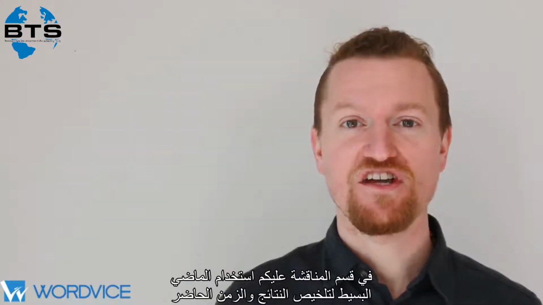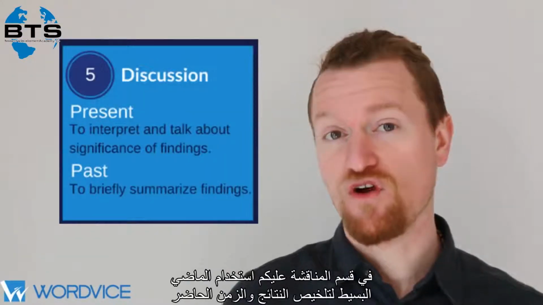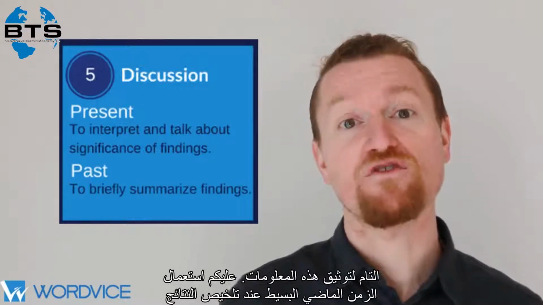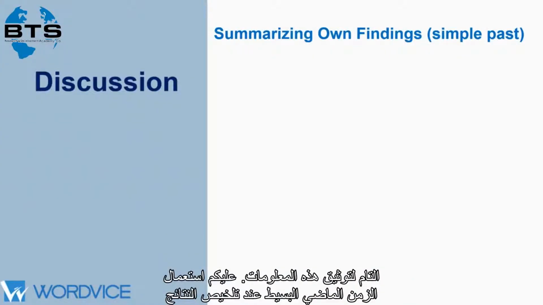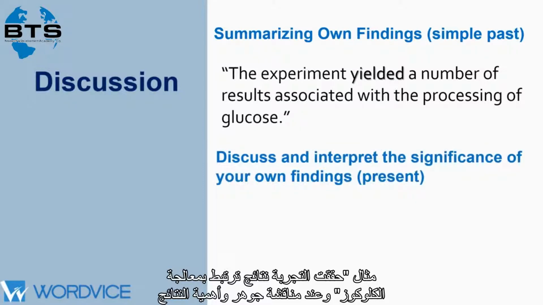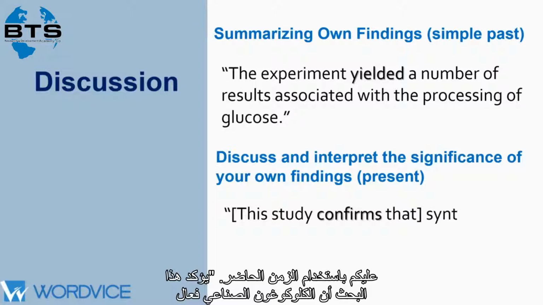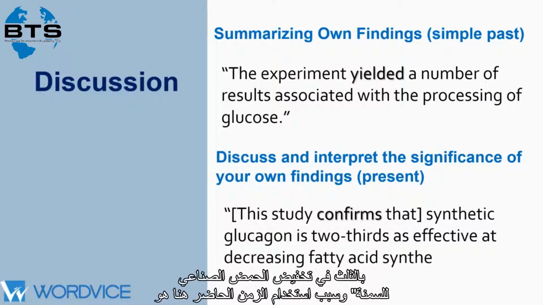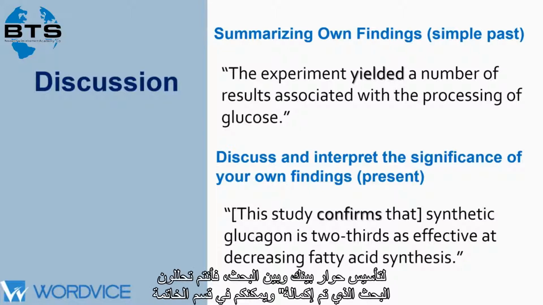In the discussion section, use the simple past to summarize your own findings and the perfect tense for cited information. When summarizing your own findings, use the simple past. The experiment yielded a number of results associated with the processing of glucose. When discussing and interpreting the significance of your own findings, use the present tense. This study confirms that synthetic glucagon is 2/3 as effective at decreasing fatty acid synthesis. The reason for using the present tense here is to establish a dialogue between yourself and your study. You are essentially analyzing the work that has already been completed.